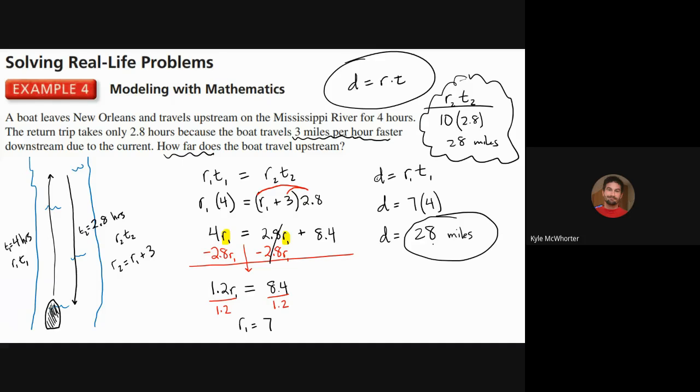Notice how I circled 28 miles and not D equals 28. D equals 28 is the solution to that equation, but it doesn't answer the question that they asked. How far does the boat travel upstream? The answer is 28 miles. Okay, that's the end of that lesson.